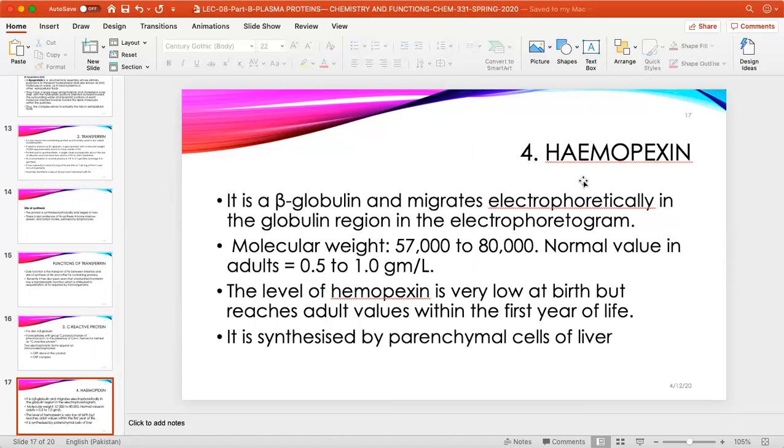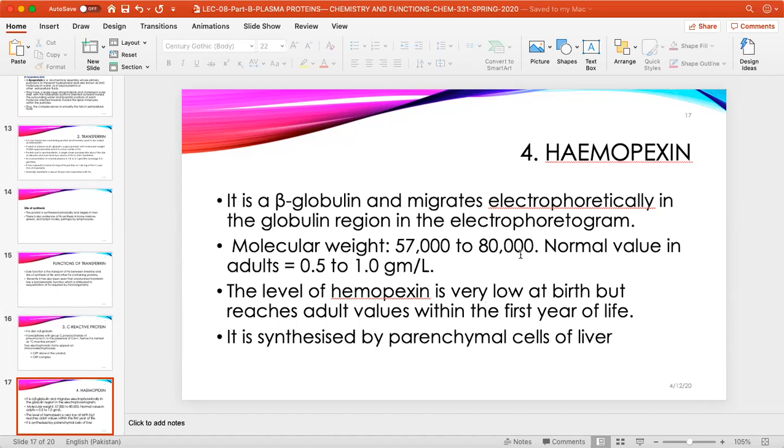Next, we come to the fourth type, that is hemopexin. Hemopexin is a beta globulin and migrates electrophoretically in the globulin region in the electrophoretogram. Molecular weight is 57,000 to 80,000. Normal value in adults is 0.5 to 1 gram per liter. The level of hemopexin is very low at birth, but reaches adult values within the first year of life, and it is normally synthesized by parenchymal cells of the liver.